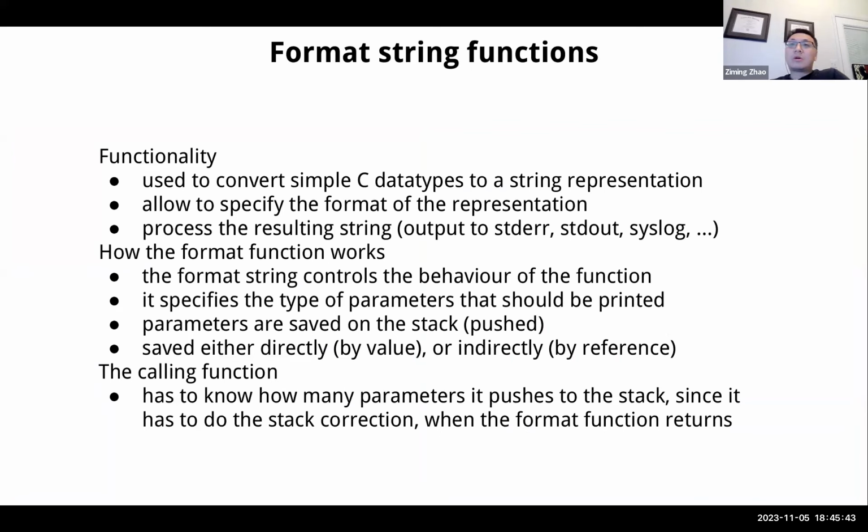Okay, so next we will talk about the format string functions, which obviously use a format string. They are all functions with variable arguments. The format string functions can convert C data types such as integer, double, float to string representations. And to do so, you will need the format string to specify the type of those data.